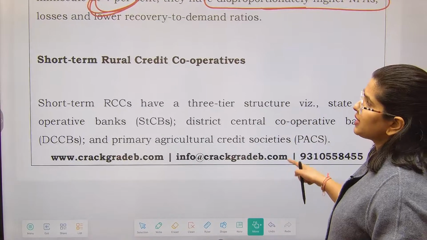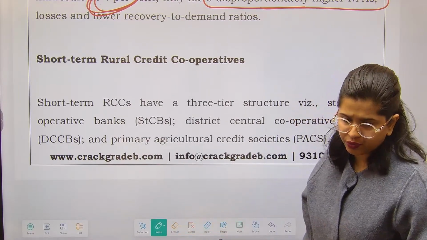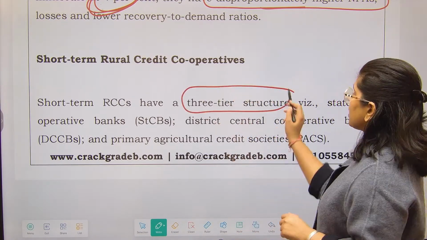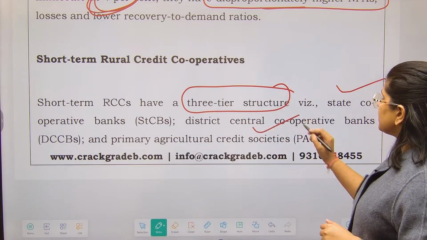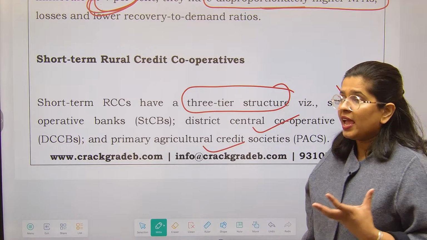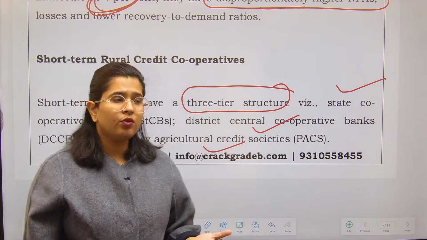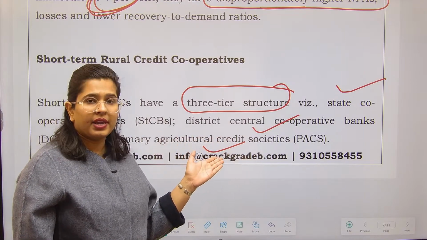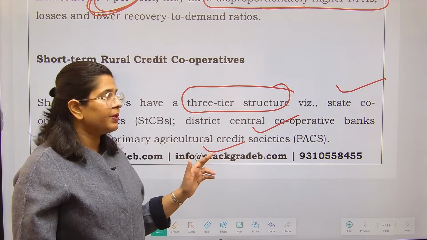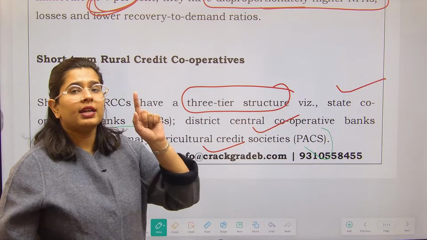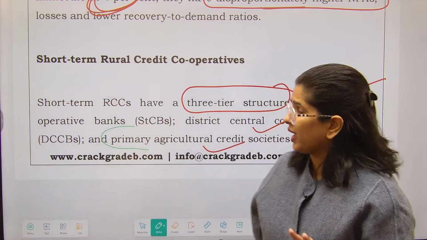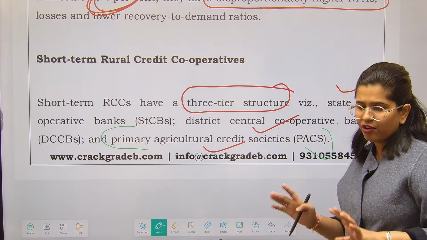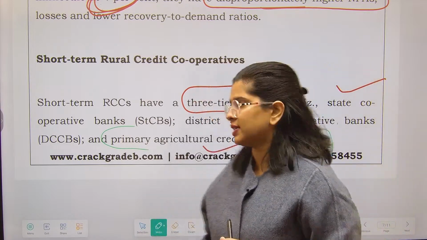Now, first of all, we'll start talking about the short-term rural credit cooperatives, and then we'll shift to the long-term rural cooperatives. So, short-term rural cooperatives, there is a three-tier structure of state cooperatives, district central cooperatives and primary agriculture credit society. If I talk about in numbers, अगर मैं numbers के basis पे बात करूं, so 97% of rural cooperatives are in the primary agriculture credit societies nature. ठीक है, 97% in numbers. But if I talk about asset size, right? अगर मैं asset size में बात करूं, so out of the short-term rural credit cooperatives, district central cooperative banks have the highest amount of asset. ठीक है, इनके पास highest amount of asset है.